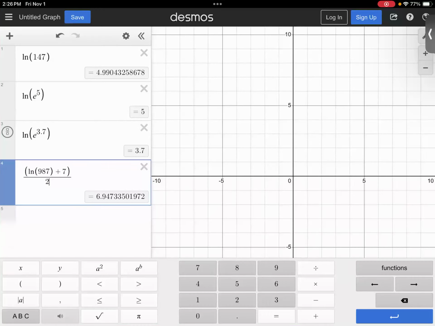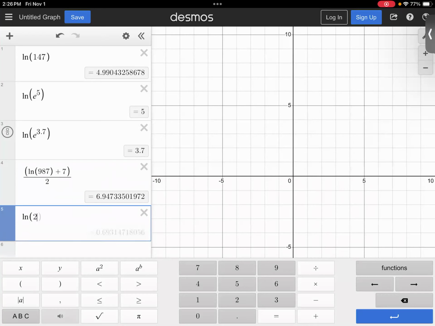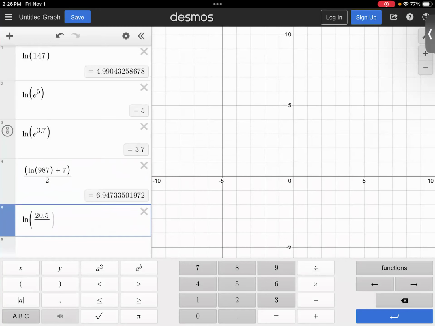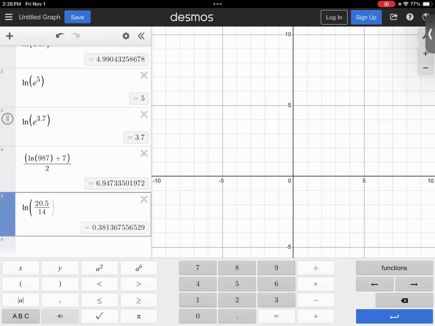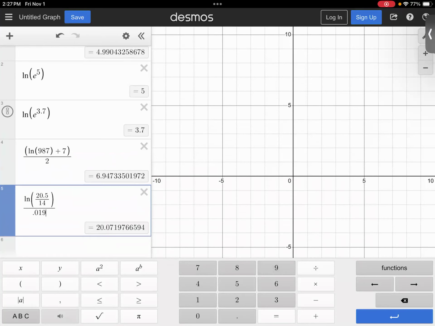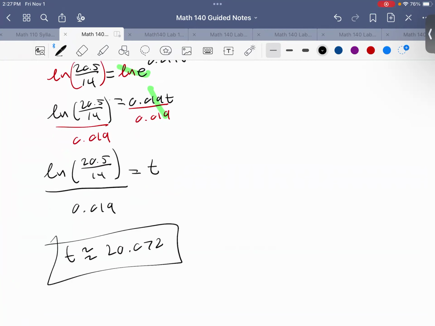So in Desmos, natural log of 20.5 divided by 14. And that's all divided by 0.019. And we get 20.072. Let's go back to the notes. And so we get t is approximately 20.072. So what does all this mean?